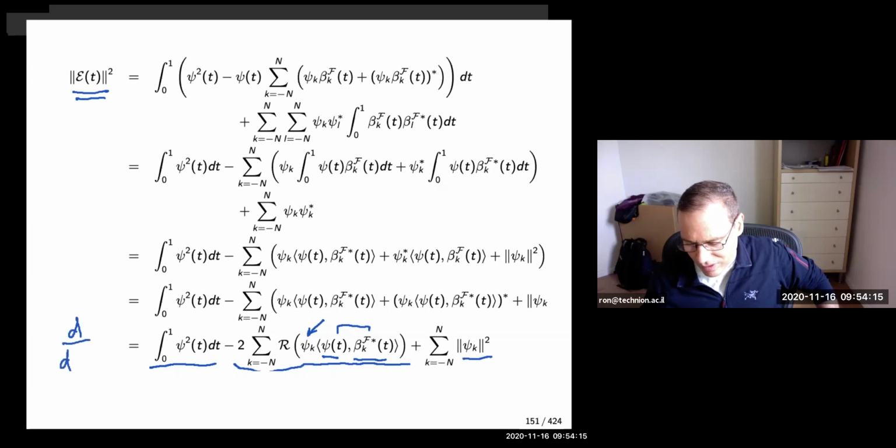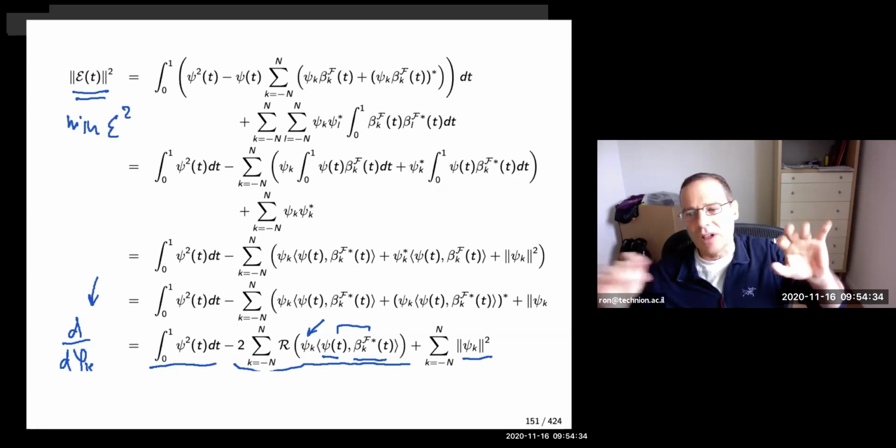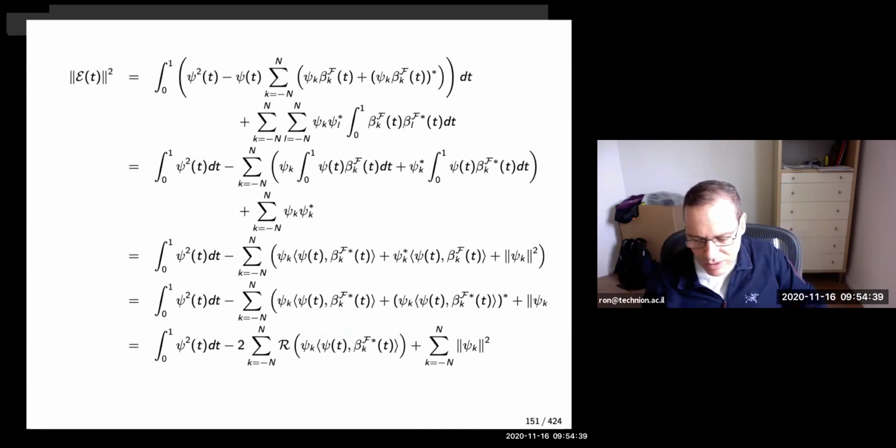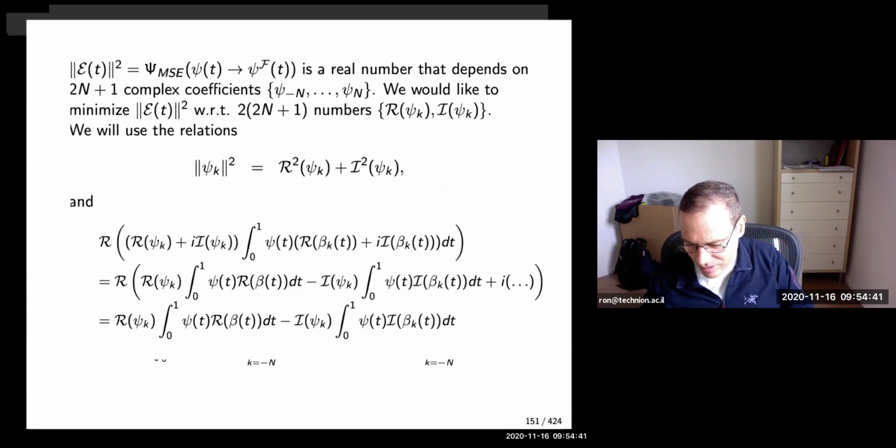Now, in order to optimize the error, what I need is to take the partial derivative of this with respect to the coefficients. So in order to minimize my square error, I need to take a derivative with respect to the complex coefficients. Since these are complex coefficients, I can split them into the real and the imaginary parts. And if I do that and take this derivative, what would happen is that I have the following.